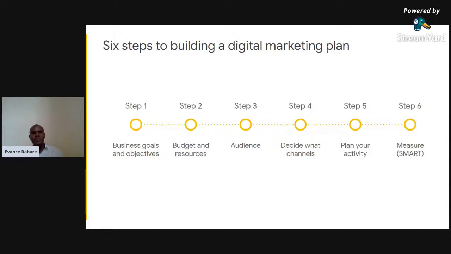The first one is the business goals and objectives. What is your goal? Is your goal just to create brand awareness, or do you want to sell more, or do you want to drive traffic to your business? What is your business goal? You need to identify that. After you've done that, you need to set aside the budget and resources. Remember that some of the activities will require you to dig deep into your pocket. So you need to set aside your budget and resources.